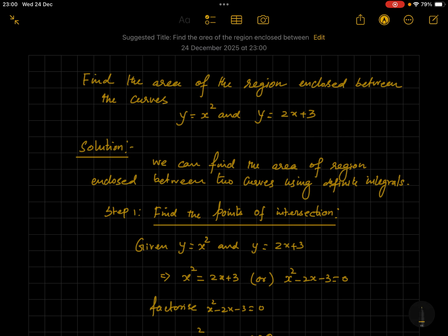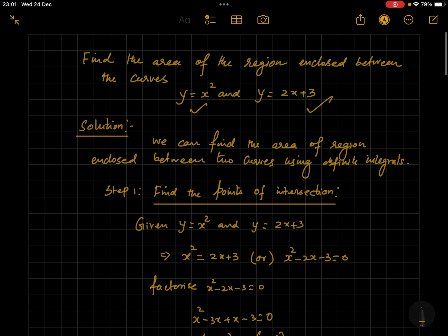Today's video is about how to use integration, or integral calculus, to find the area enclosed by different curves and the area enclosed between given curves. So let's see with an example. y is equal to x square is the equation of one curve, and y is equal to 2x plus 3 is the equation of another curve. We have to find the area enclosed by the region of these two curves.